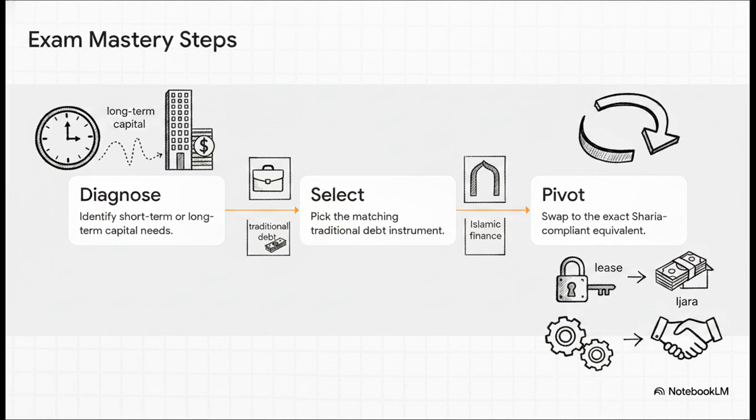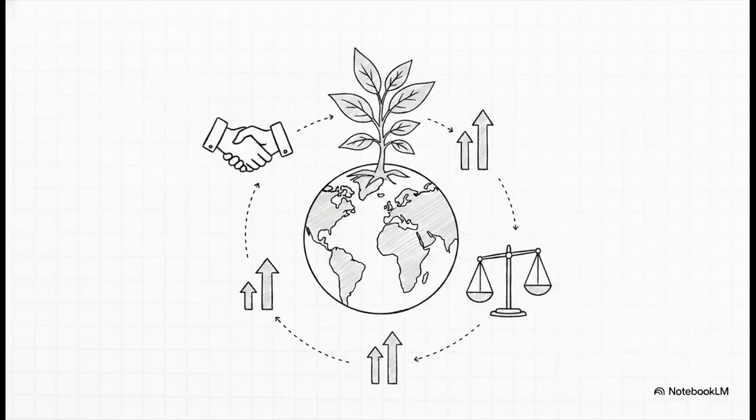Select the matching traditional debt instrument from that spectrum we discussed earlier. And Step 3. This is where top students really shine. Be totally prepared to pivot. If the exam scenario introduces an Islamic finance requirement, you must be able to instantly swap that traditional tool for its exact sharia-compliant equivalent. Need a lease? Pivot to Ijara. Need joint venture capital? Pivot to Musharaka.